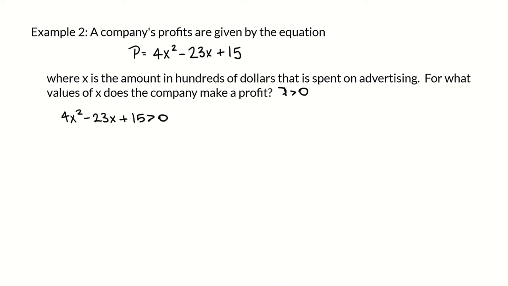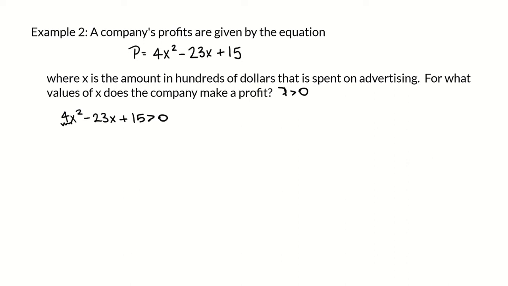First step is to move everything to one side, which we already have. Second step is to factor. Since we have a number other than 1 in front of x², a 4, we need to use factor by grouping. As an alternative, you could also use the quadratic formula to find the solutions, but I'll show factor by grouping.